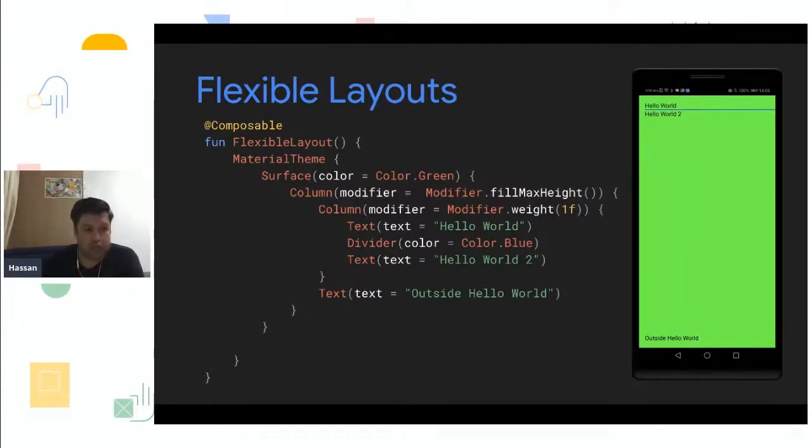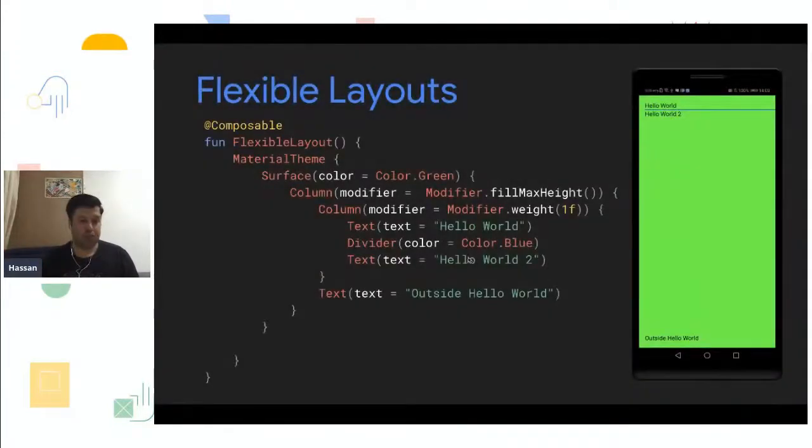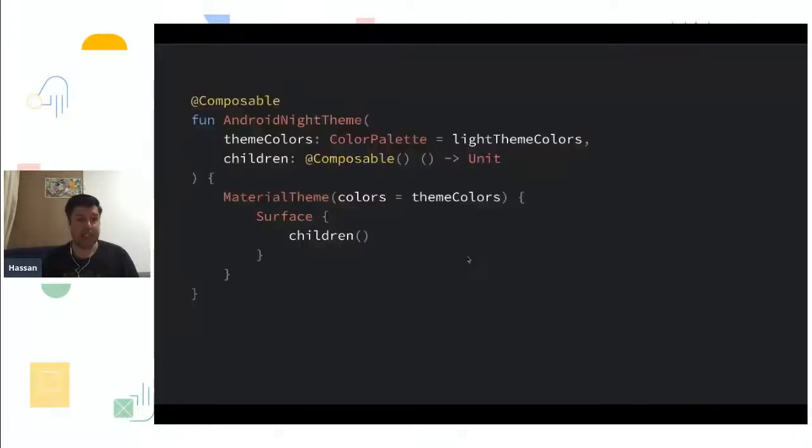Okay, so let's go to the next slide. One of the very important things in your app is the app theme, right? You have to make a theme for your whole project, and this can also help you see how the layout looks in light theme colors and dark theme colors. So how are we going to make it? I'll show you one example.